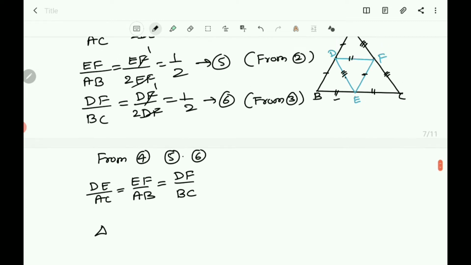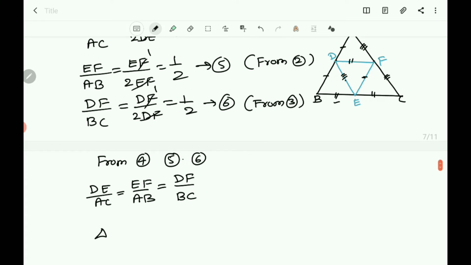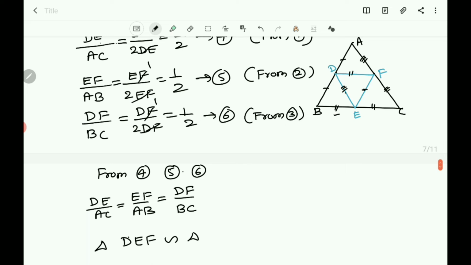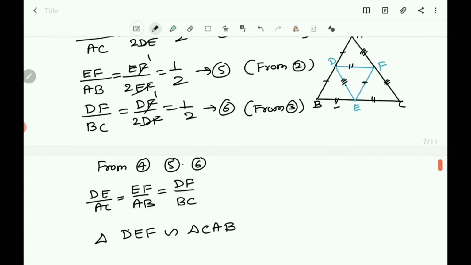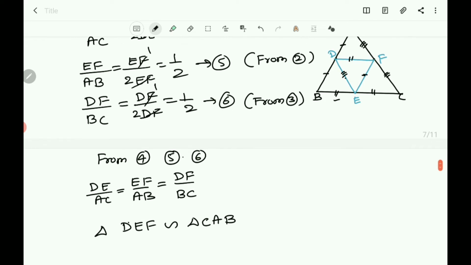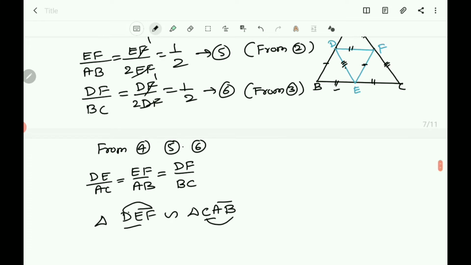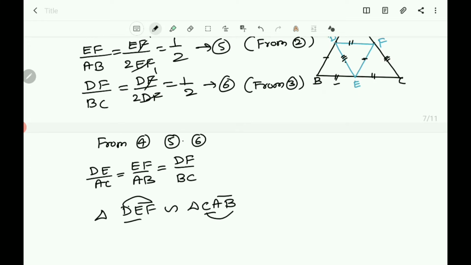Triangle DEF is similar to triangle ABC. Here you can write DE, that is, CAB, because here you know that DE by AC is equal to EF by AB and DF by BC. So you must write triangle DEF is similar to triangle CAB.